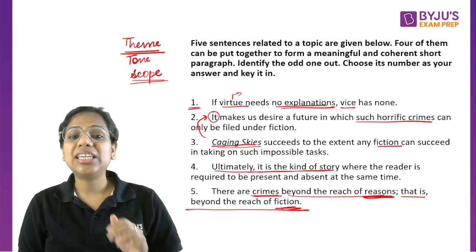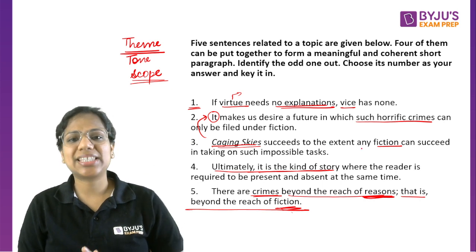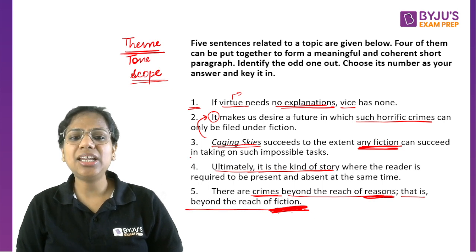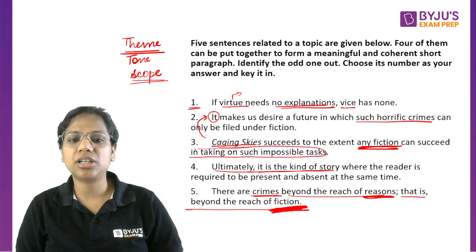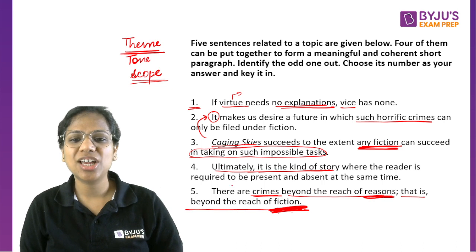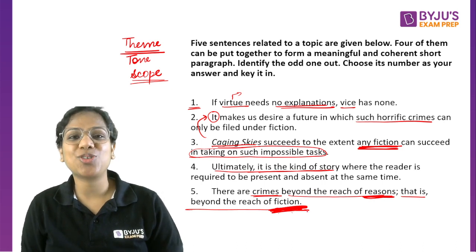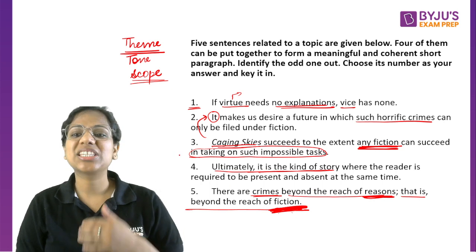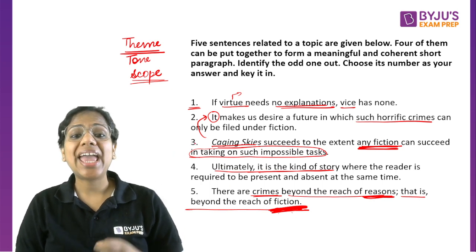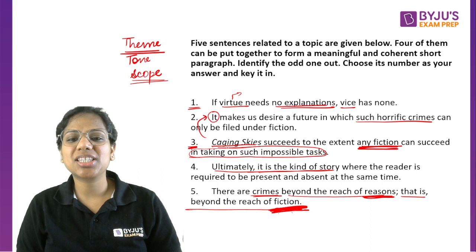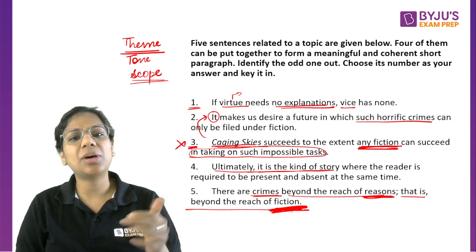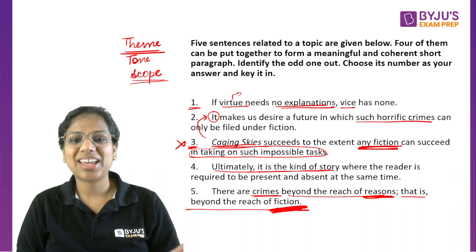Okay. Caging Skies succeeds to the extent any fiction can succeed in taking on such impossible tasks. What impossible tasks? Talking about crimes beyond the reach of fiction. Seems like an impossible task for a fictional book to do, but it succeeds. So anyway, 3 could not be the odd sentence out because this book is what is being discussed in this paragraph. So I'm sure that 3 is the one that you would have eliminated very easily.